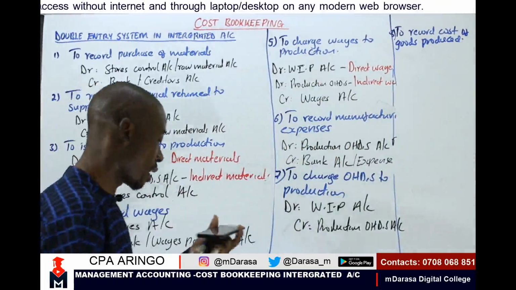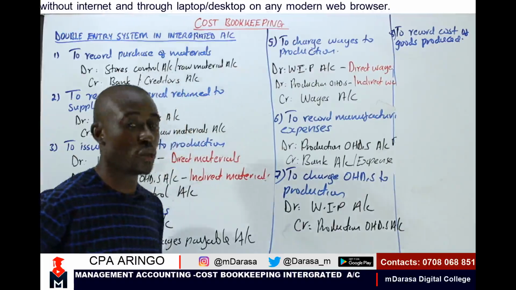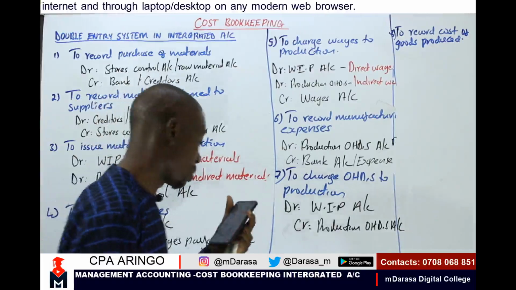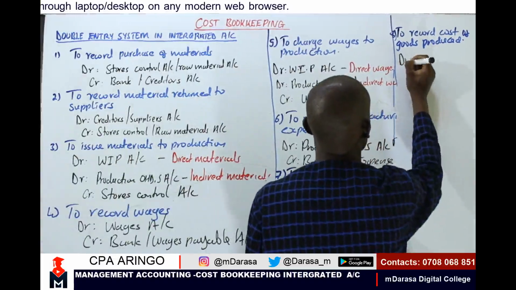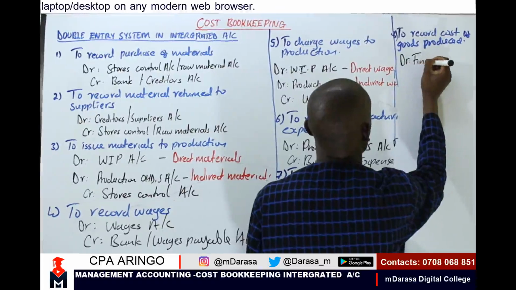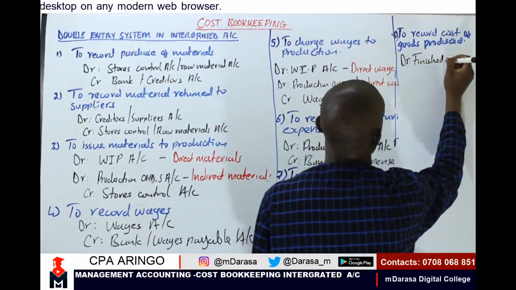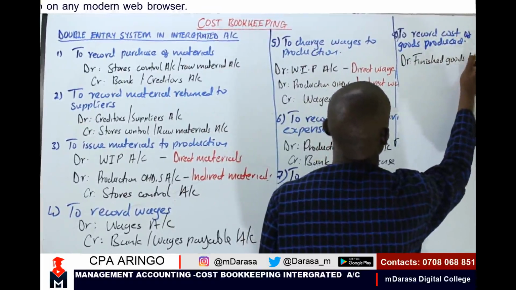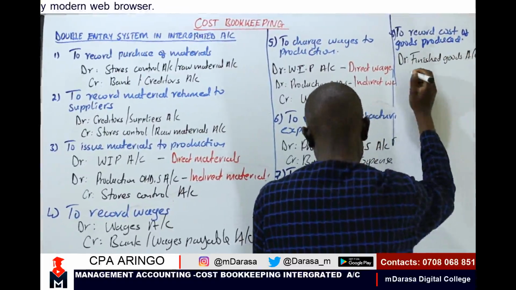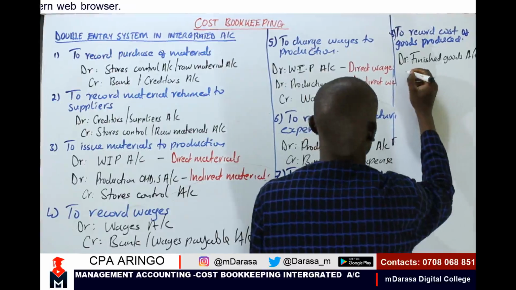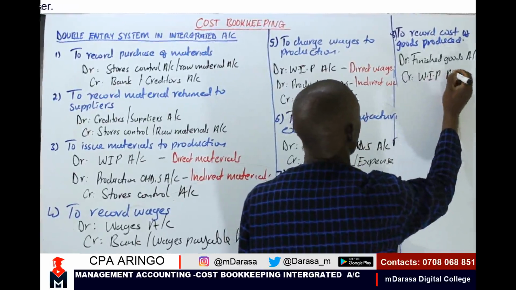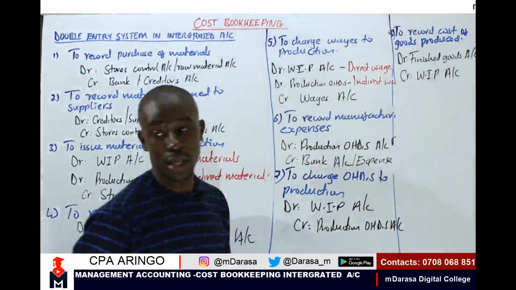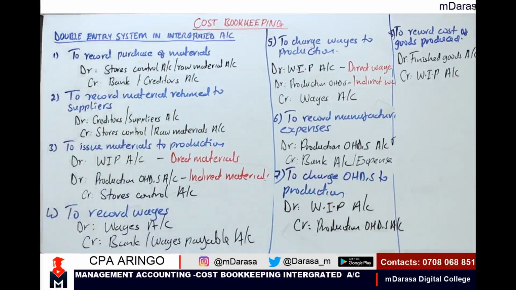I'm going to focus on these 2 main accounts. Number 1 account to focus on, we are going to debit our finished goods account. And of course, we are going to credit our work in progress account. Those are the 2 main accounts that you must always consider.